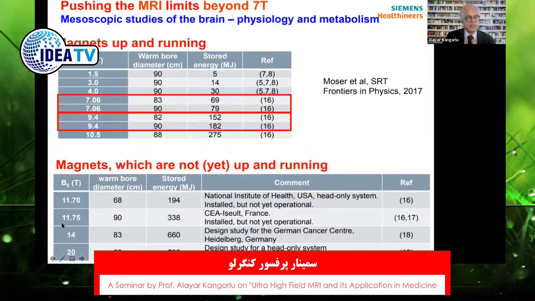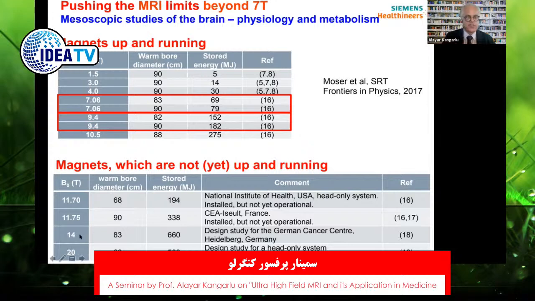Remember that these magnets can be characterized either by the field strength or by the precessional frequency, the Larmor frequency, of the proton. The precessional frequency of the proton at 11.75 Tesla is 500 megahertz. So the protons are rotating at 500 million times per second, and that makes them more appealing from the point of view of signal to noise.